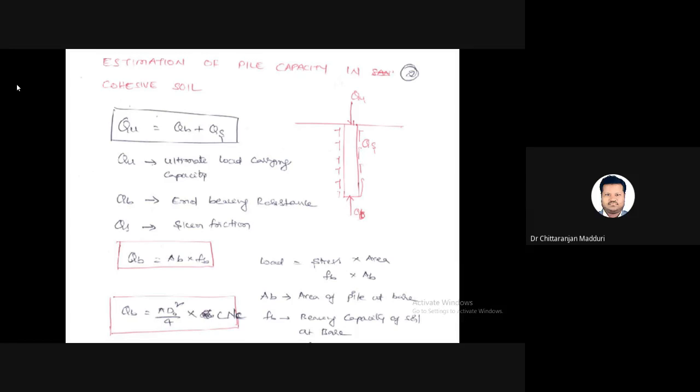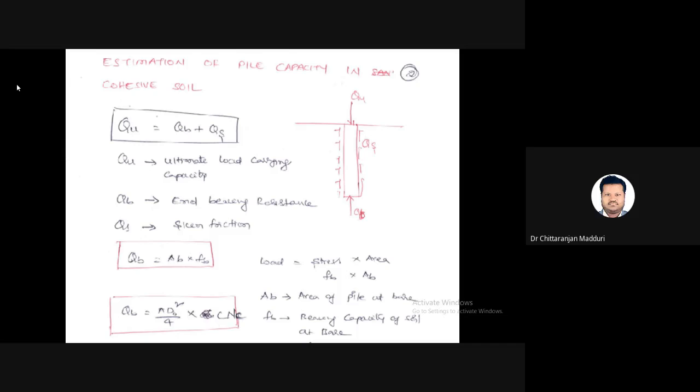So I am taking the first one, QB, end bearing resistance. Here QB means load, and load is equal to stress into area. Since I am considering the end bearing resistance, end bearing means the bottom of the pile. Here we need to take the area of the bottom of the pile. So the area at the bottom of the pile is equal to pi into diameter of the pile at the bottom squared divided by 4, pi dB square by 4. dB is known as the diameter of the pile at the bottom. We need to consider only the bottom of the pile.